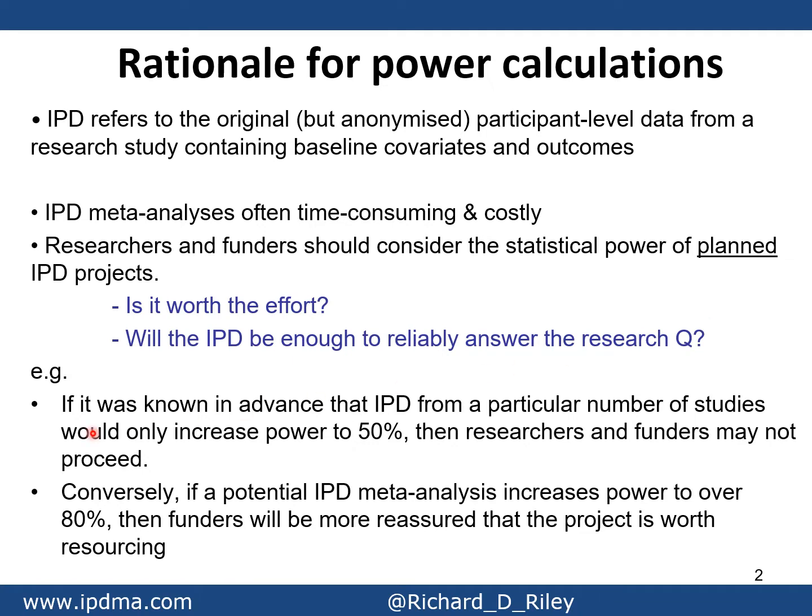So, for example, if as a researcher you knew in advance, before undertaking your IPD meta-analysis project, that if you did get the IPD from a particular number of studies, then the power to, let's say, detect a genuine treatment effect would only be 50%, then you might not think actually there's enough there to warrant you doing that research question, given how much time and cost it may take. And funders may decide to prioritise the money towards something else, another project which is more likely to deliver a concrete answer.